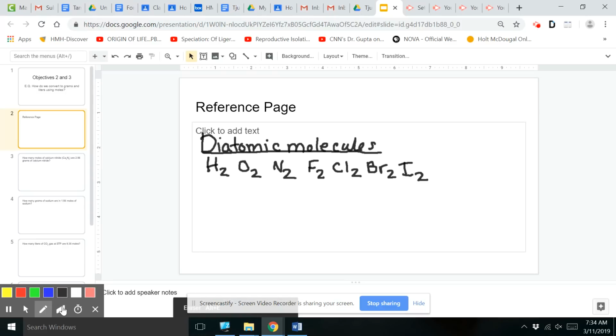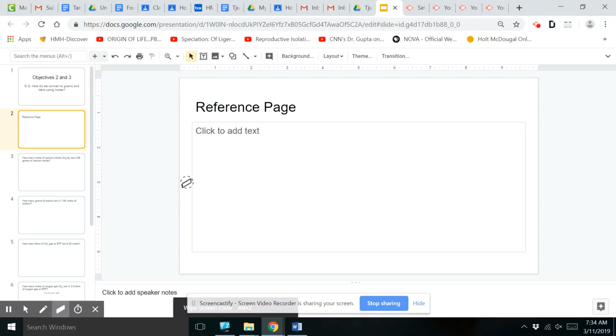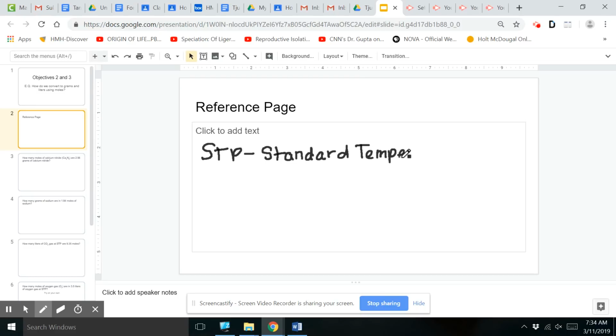I'm going to erase and do some more information. So make sure that you've paused if for some reason that wasn't long enough. A couple of things that we're going to write down is STP. If you haven't heard of that before, and this is new, it stands for standard temperature and pressure. So you want to write that down: standard temperature and pressure.